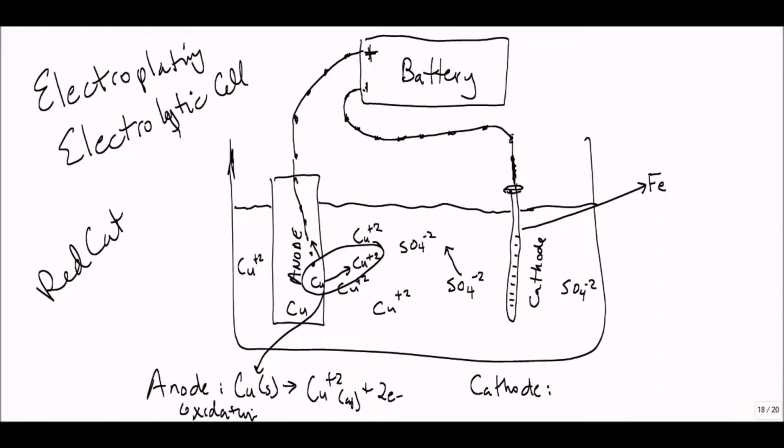Why are we going to use copper 2 sulfate? Because it's cheap and it's a good source of copper. If you wanted to gold plate something, you would need to use something that has gold ions in it. If you wanted to silver plate something, you would use something that has silver ions in it. In our example, in our lab, we're going to use something that has copper in it, and that's copper sulfate.